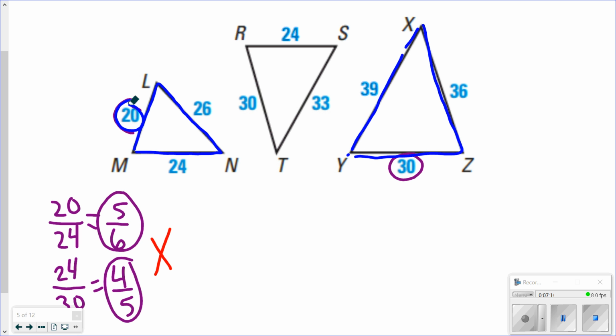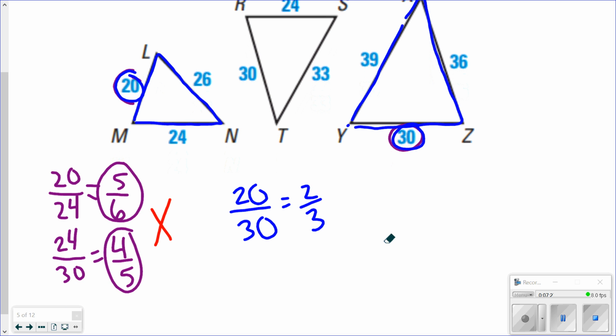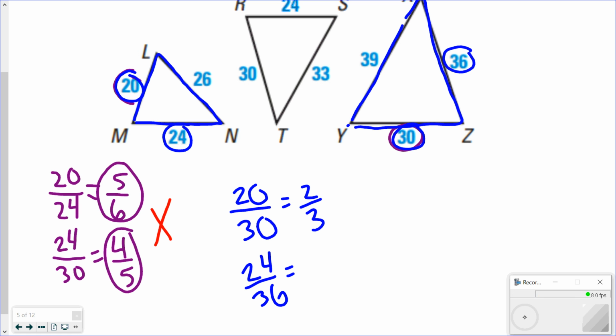And we're going to start by comparing the two shortest sides. So if I write this out, I end up getting 20/30, and that simplifies to 2/3. All right, let's look at our next side lengths, which are the medium side lengths, and I end up getting 24/36. And this simplifies to 2/3. All right, so far so good.